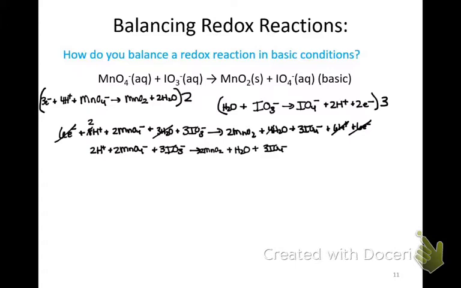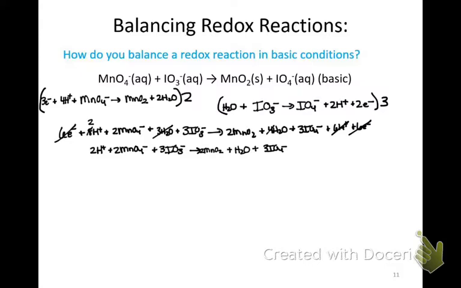Okay, so we balance this. So now, this is the part where the basic condition starts to matter. So we see that in this reaction, we've got 2 H pluses on the reactant side. Now, under basic conditions, there isn't a lot of H plus. There's just not a whole lot in solution. So that doesn't represent what's going on in this solution. We need to get rid of the H plus.